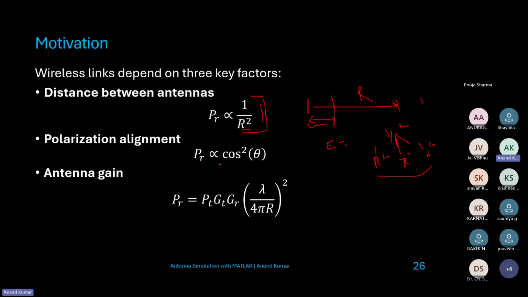And then this is also dependent upon the polarization alignment. For example, if you have two dipole antennas and if they are aligned properly, it won't affect. But if one of them is tilted like this and the other is tilted like this, since the dipoles are linearly polarized, there won't be any communication between these two antennas. This also depends upon the antenna gain, so the gain of the transmitter and gain of the receiver. So if either of them is bad, the received power will be bad.